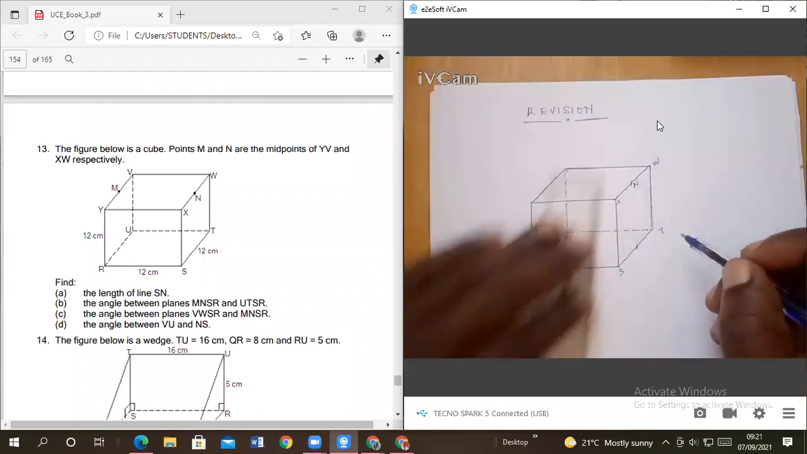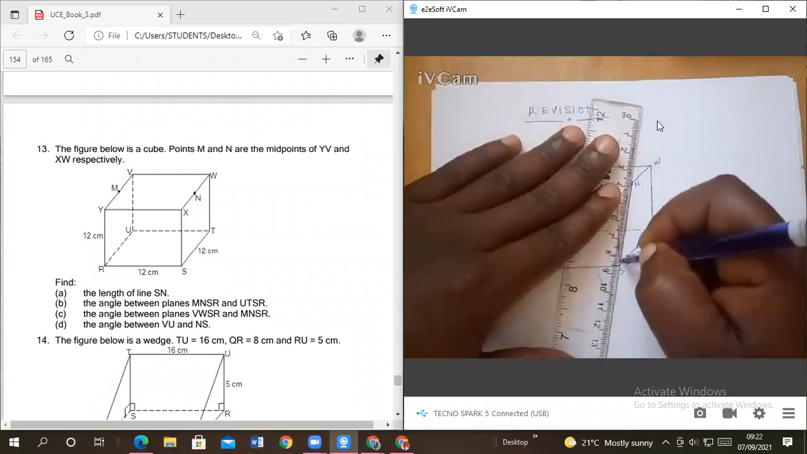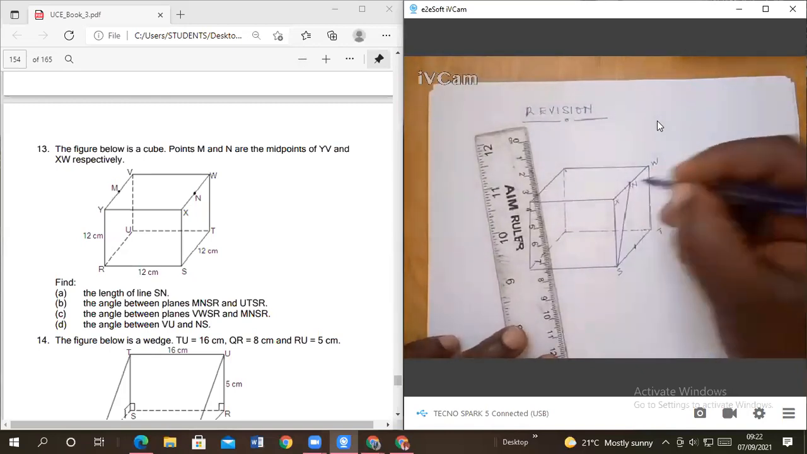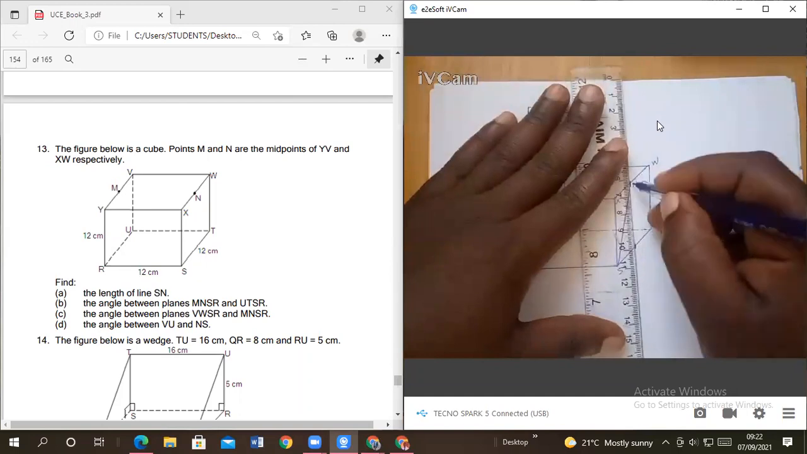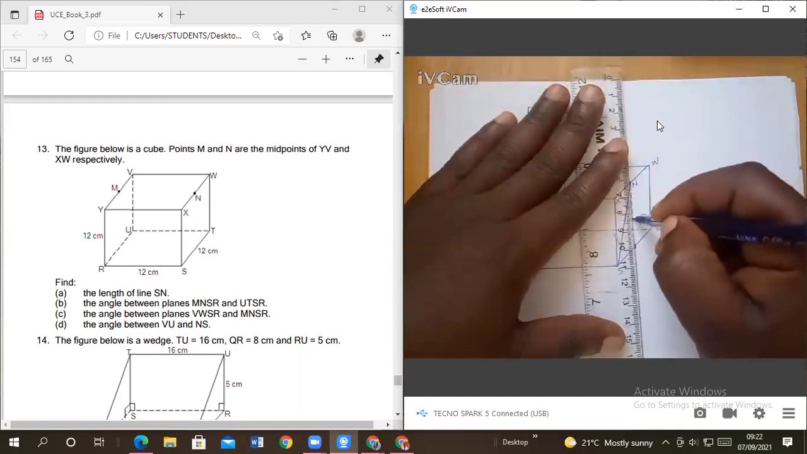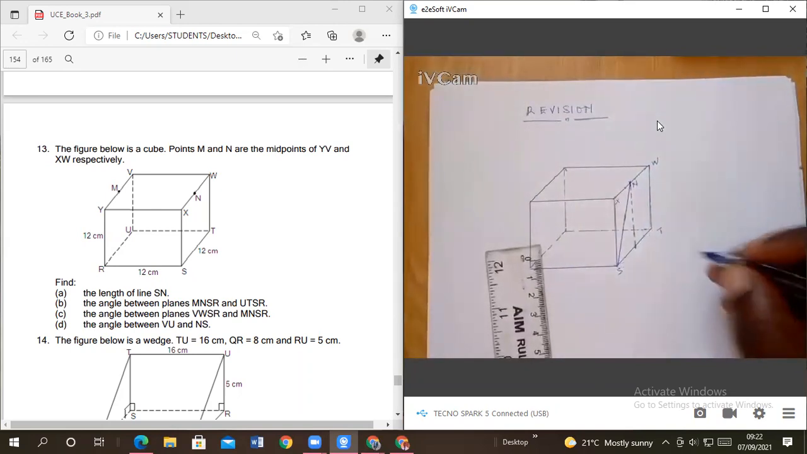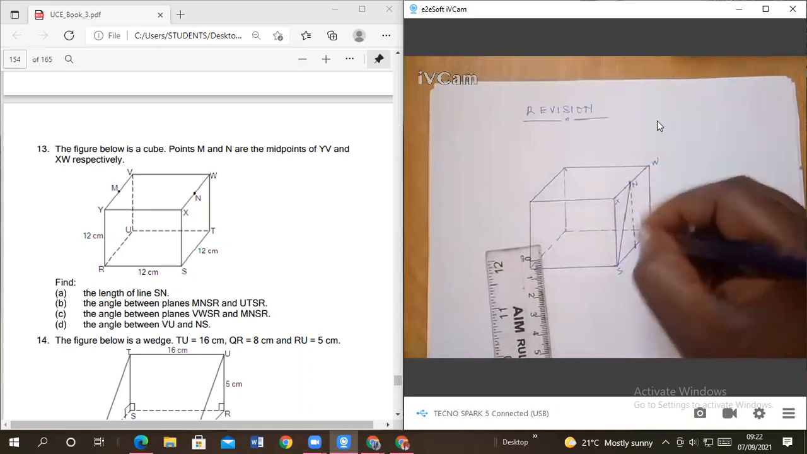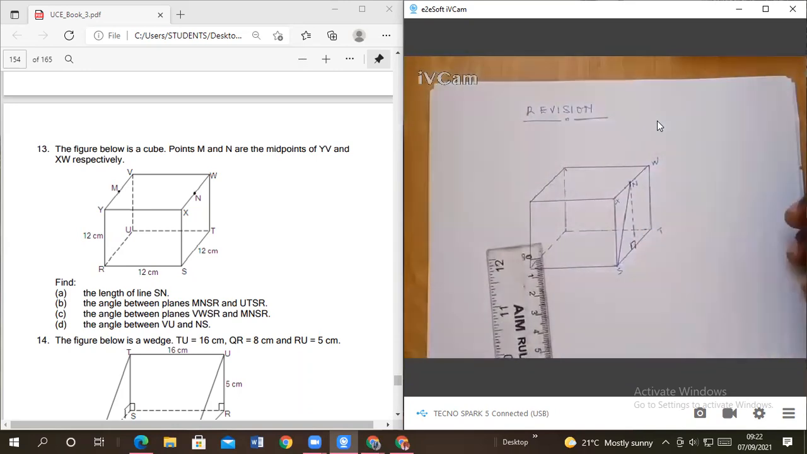But what they want us to get is the line S what? SN. That's the line they want us to get. So I'm going to draw this line using dotted lines. At this point, this is 90 degrees because this is a line that is perpendicular. So this point here is 90 degrees.